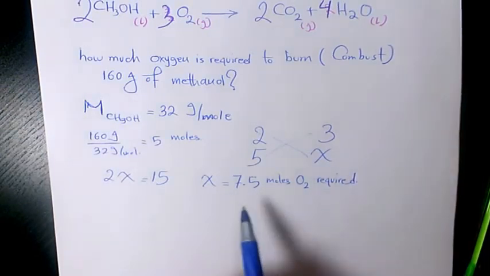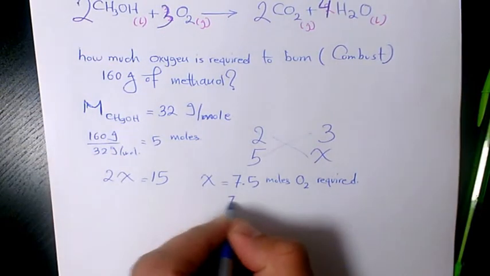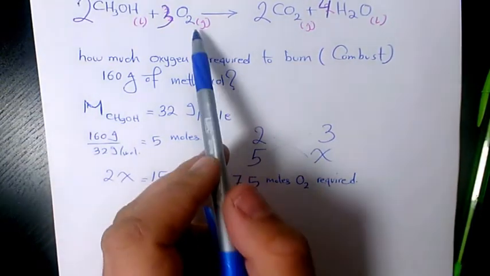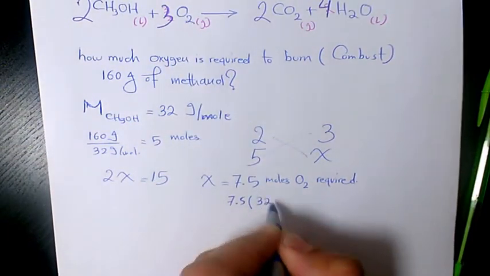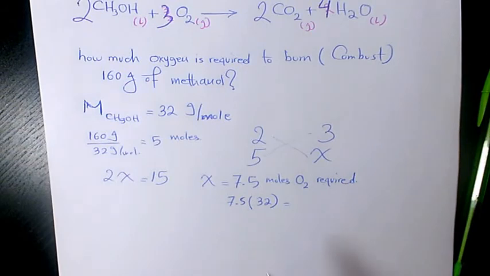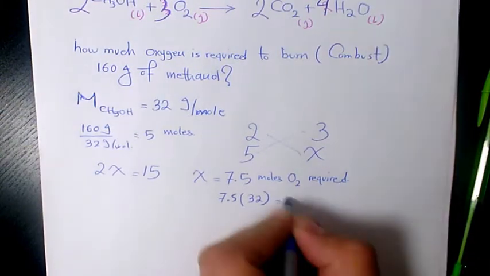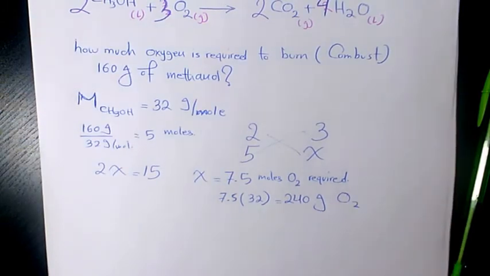If you want to find out the mass of oxygen in grams, we basically multiply it by the molar mass of molecular oxygen, which is O2, approximately 32 as well, because oxygen is 16. So that will be 7.5 times 32, which is 240 grams of oxygen.